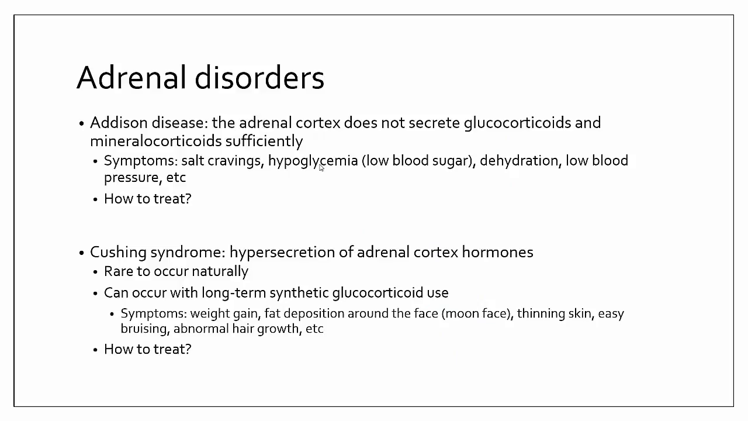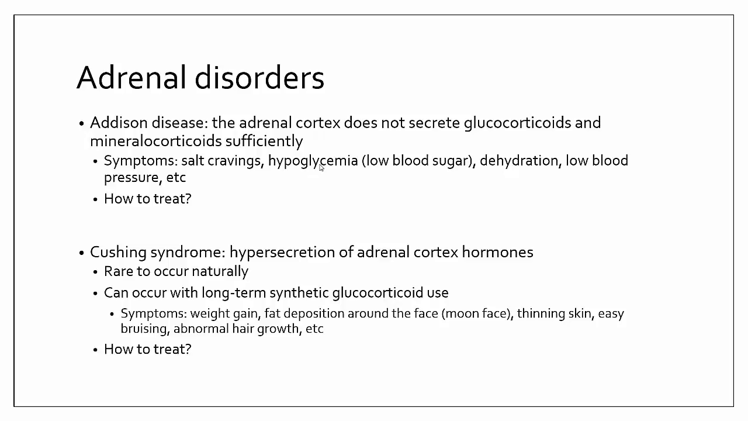So there are a few adrenal disorders worth mentioning. The first is Addison disease, in which the adrenal cortex does not secrete glucocorticoids or mineralocorticoids sufficiently. And symptoms of that include salt cravings, because your body wants salt so it can hold on to water. Hypoglycemia, low blood sugar, dehydration, low blood pressure, etc. And you treat Addison disease simply by giving the glucocorticoids and mineralocorticoids that are not being produced naturally, and you can kind of even that out.